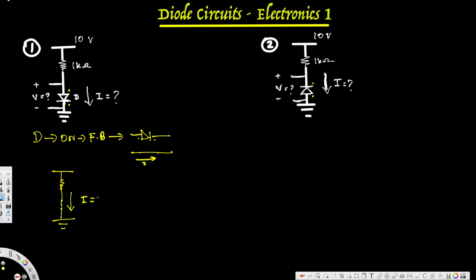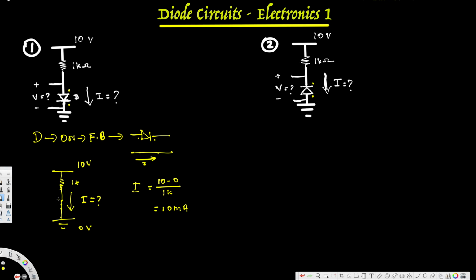Let's calculate the current. This is I, and the resistance is 1K, the voltage is 10 volts, and this is 0 volts. Since the current is in this direction, the voltage difference is going to be 10 minus 0 divided by the resistance in between, 1K. That's going to give us 10 milliamperes. Since the current is positive, our assumption is correct and the diode is on. This is in forward bias.